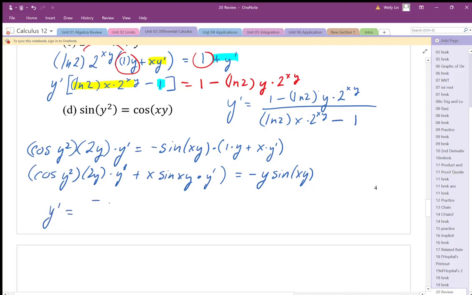So I'm going to end up with y sine xy, and then what's left over when I factor all that out, oops, I forgot to put some brackets in here, right? Those brackets go together. When I factor that out, I'm going to be left with 2y cos y squared. That's one factor, plus x sine xy. Okay, so there it is.